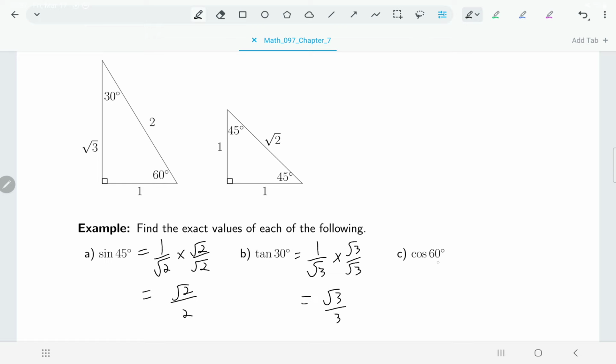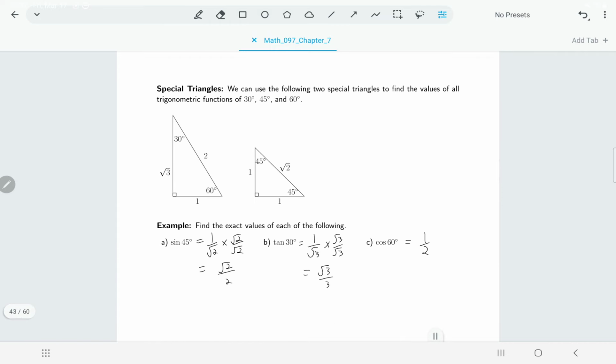And for the last one, we want cosine of 60 degrees. So for 60 degrees, the adjacent side measures 1 and the hypotenuse measures 2. And cosine of 60 is adjacent over hypotenuse, or 1 divided by 2, or 1/2. So we can find whatever trig function we'd like for 30, for 60, for 45. And so if we have these special triangles in our mind or have them written down, then it's going to be fairly easy for us to complete the following table.